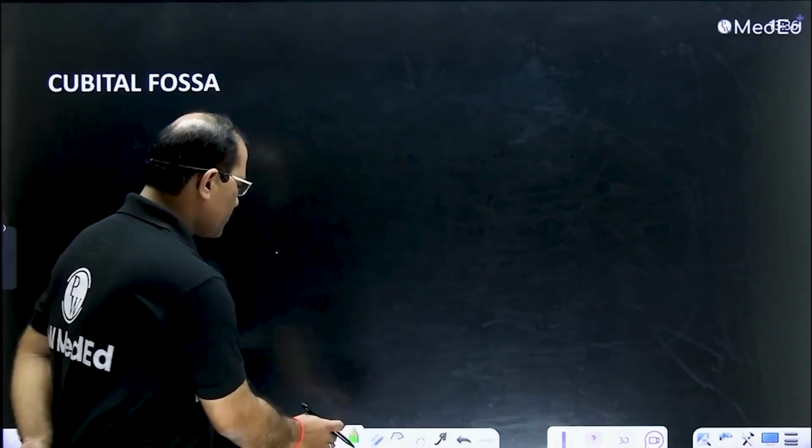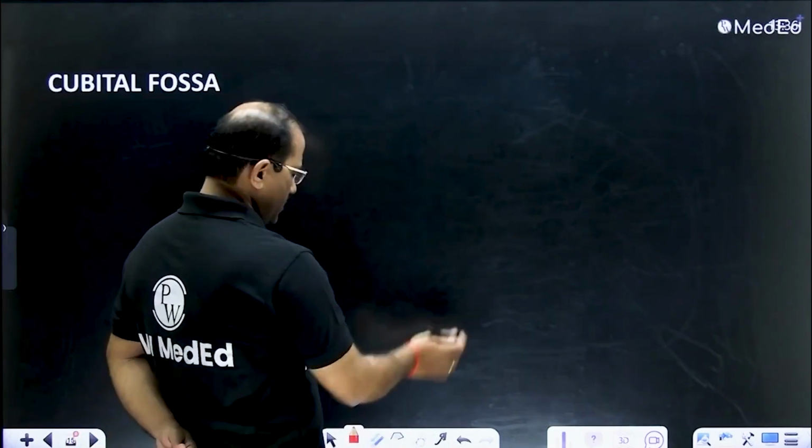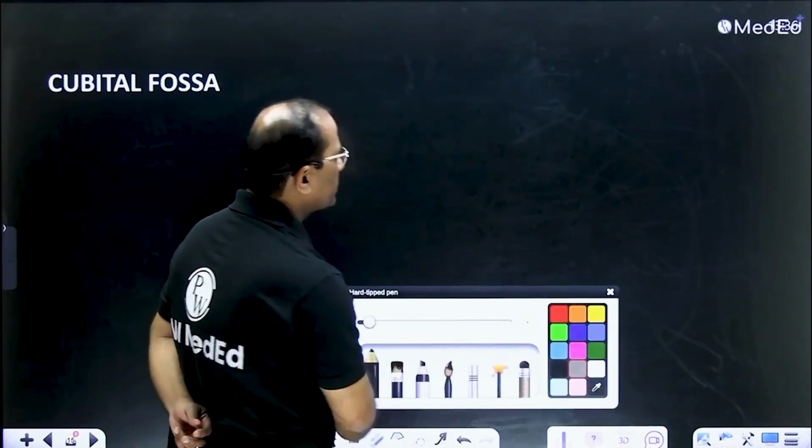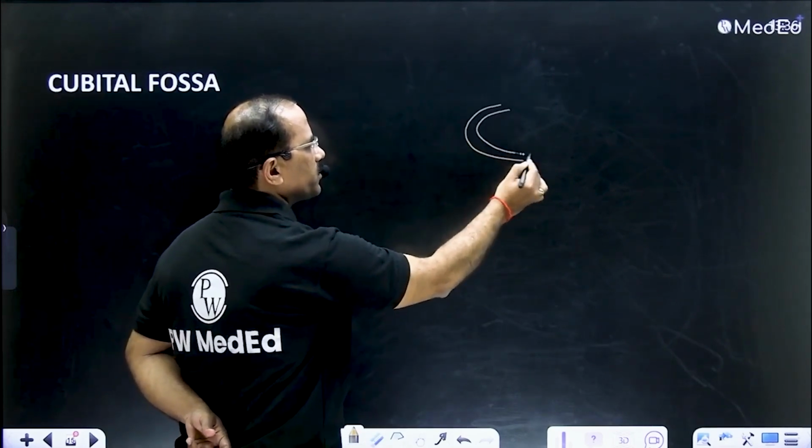I'll just draw a slide for you. Students, see if you can understand this. If you can understand this, look. Here. One moment. That's the first rib. I'll just make a slide for you. That's the first rib here.